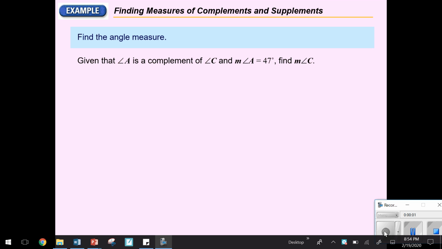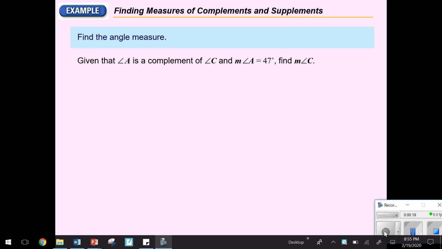Okay, Foundations 2, Section 2.3, Complementary and Supplementary Angles. So this example says find the angle measure. Given that angle A is a complement of angle C, and the measure of angle A is 47 degrees, we want to know what is the measure of angle C.